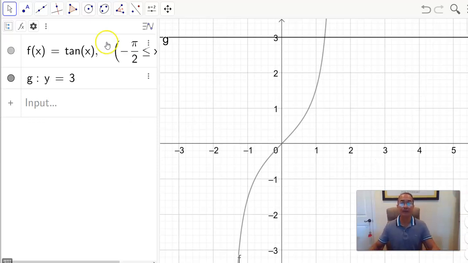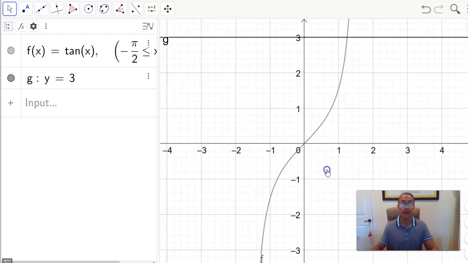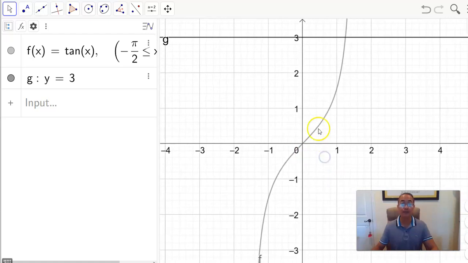Boom. Okay, so therefore it is now a one-to-one function. And because we have vertical asymptotes at pi over 2 and minus pi over 2, our range is no longer minus 1 to 1. Far from it, it is now all real numbers. You can go all the way down to minus infinity here and all the way up to positive infinity here.